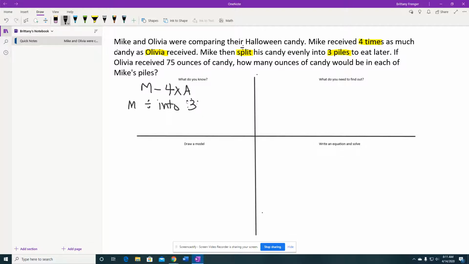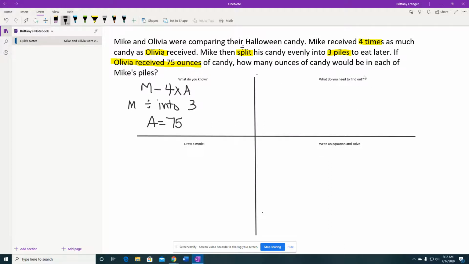If Olivia received 75 ounces of candy, how many ounces of candy would be in each of Mike's piles? So that means this letter A equals 75. All right. Before I try and figure out what this equation's going to look like, I have to figure out what I need to find out.